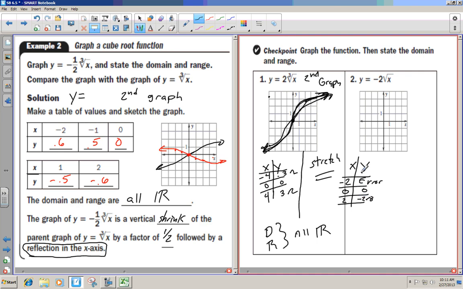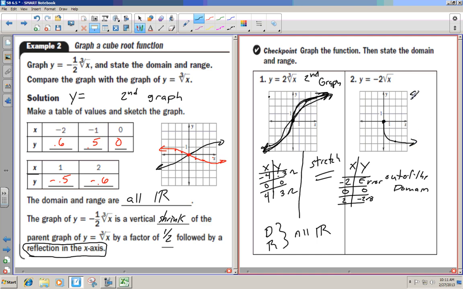All right. The reason you get an error here is because this is out of the domain. Negative 2 is not part of the domain. You cannot take the square root of a negative number. So what that tells us is this graph starts at 0, 0, and then goes up to negative 2.8. So 1, 2, 2.8. So you have a graph that looks like this.